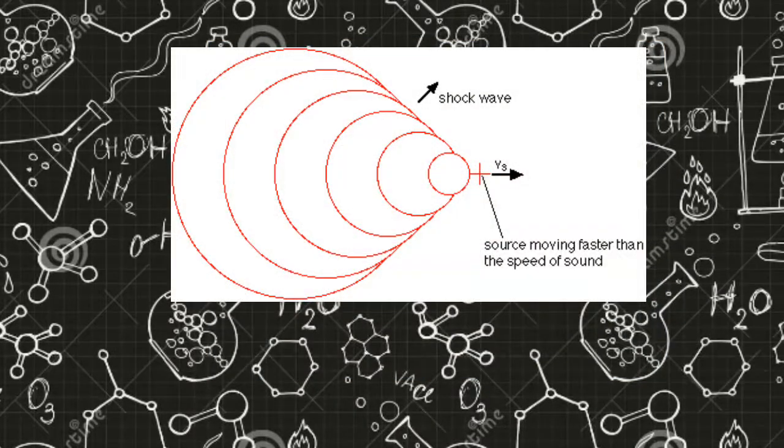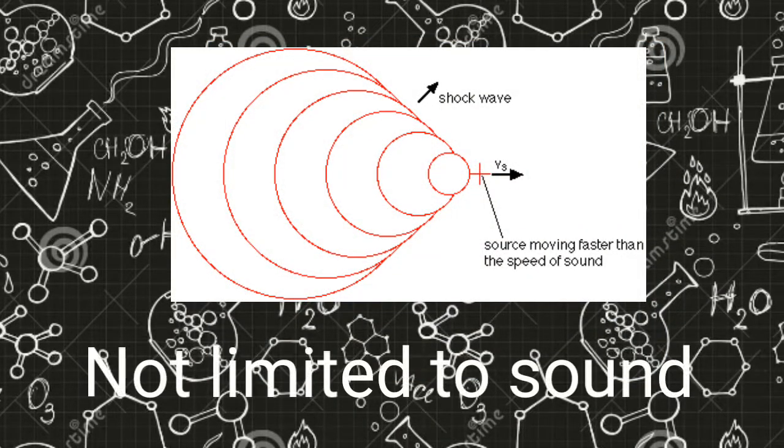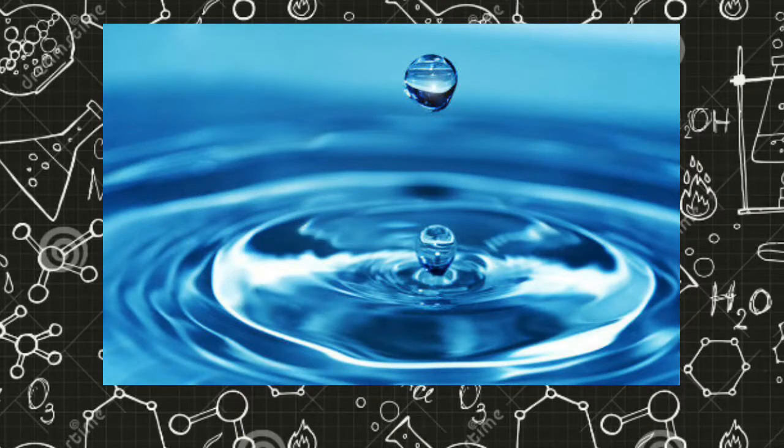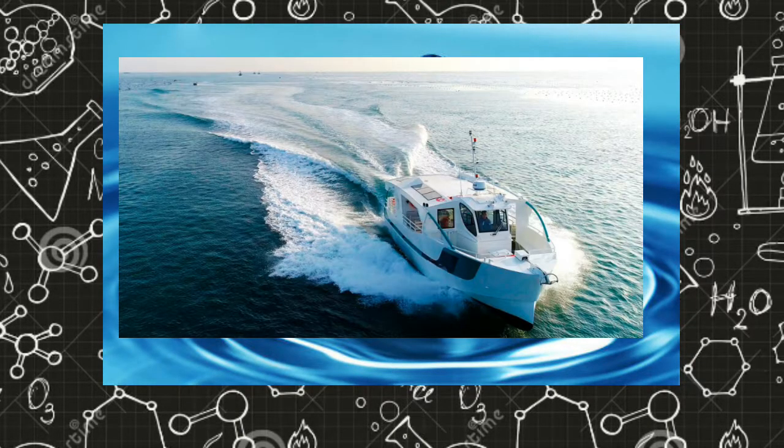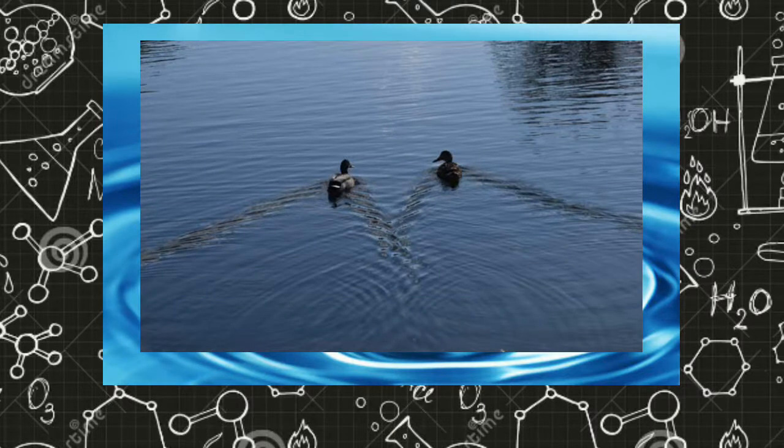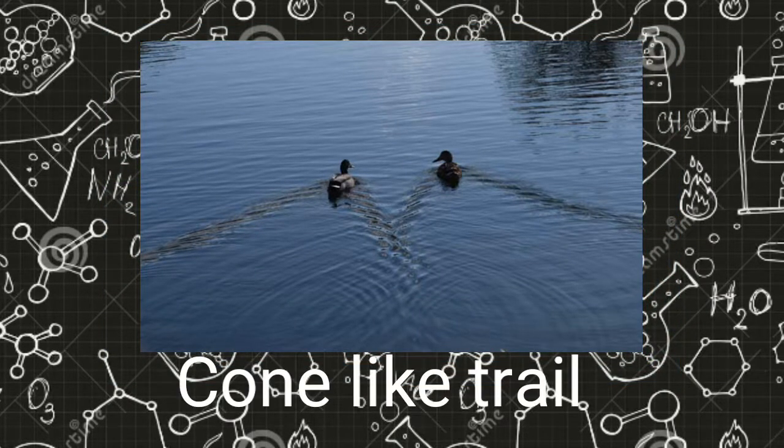Just like the Doppler effect, shockwaves are not only limited to sound. Shockwaves can also happen in water. Water waves are quite sluggish, so a boat or even a duck can create shockwaves in water. That's why they leave a cone-like trail when they pass by.